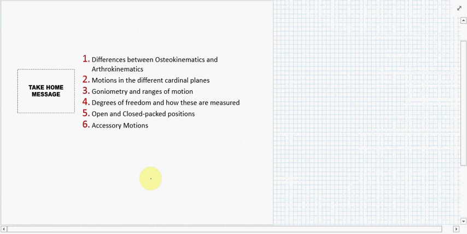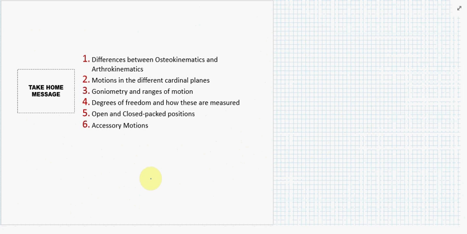So in summary, be able to identify differences between osteo and arthrokinematics. What are motions in different planes? Not only the physiological, but also the accessory motions. What role does goniometry play in terms of our understanding of range of motion? What do degrees of freedom refer to and how are these measured? Be able to differentiate not only between open and closed pack positions, but also open and closed kinematic chains, and identify what accessory motions are present from something like trunk to finger in order to facilitate a greater amount of variation in our movement patterns.